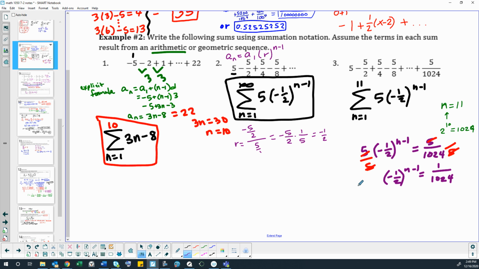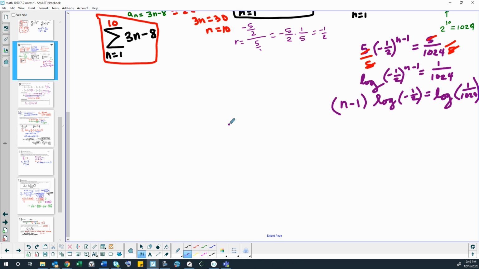So now let's do the log of each side. So I'm going to do the log of this and the log of that, and then I'm going to pull this forward, so I'll have n minus 1 times the log of negative 1/2 equals the log of 1 over 10^24. So then this would distribute, I'm really running out of room here. So this would be n log negative 1/2 minus 1 log negative 1/2.